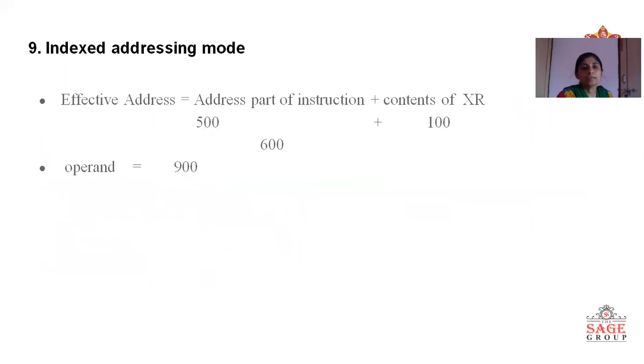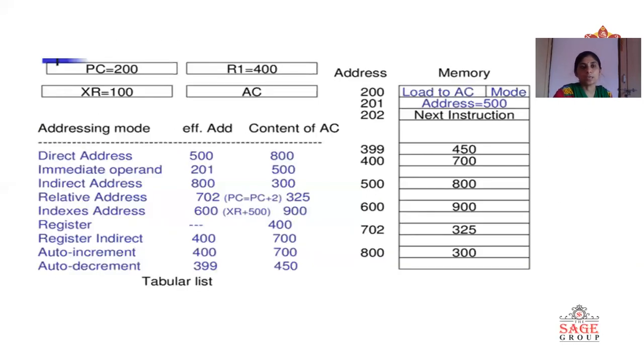In the same way, in the indexed addressing mode, the contents of the index register and the address part of the instruction are added, and the effective address becomes 600. In this example, 500 plus 100 gives 600, and the operand at 600, which is 900, will be loaded into the accumulator.